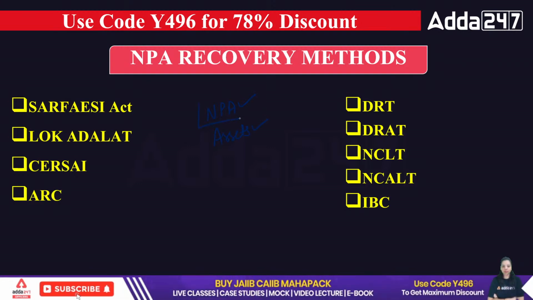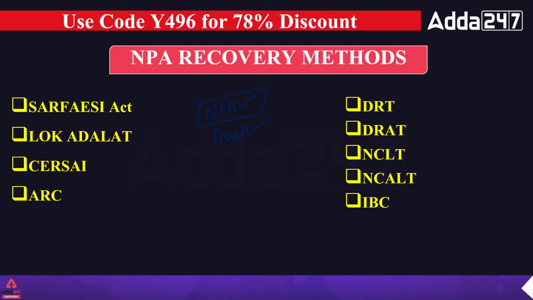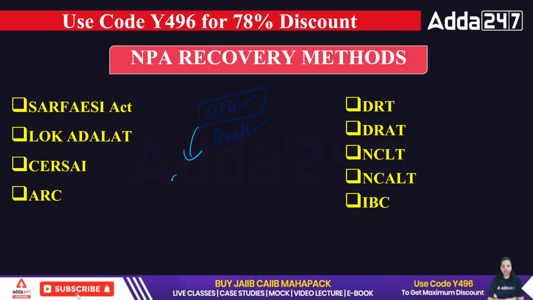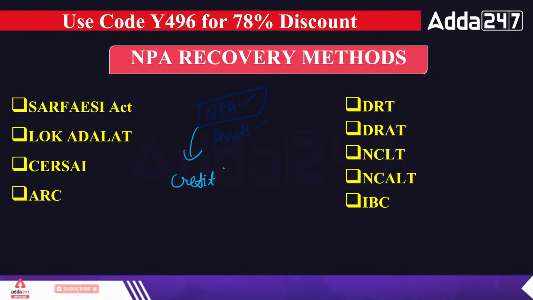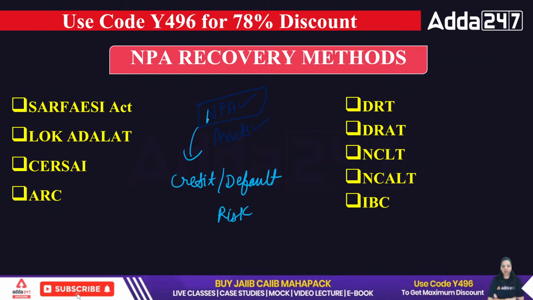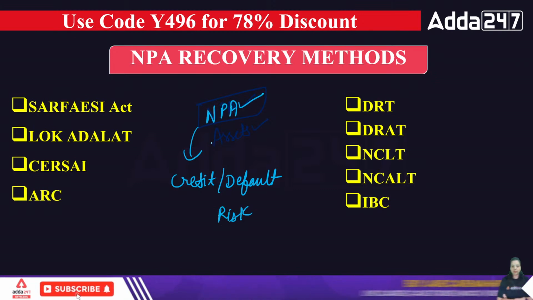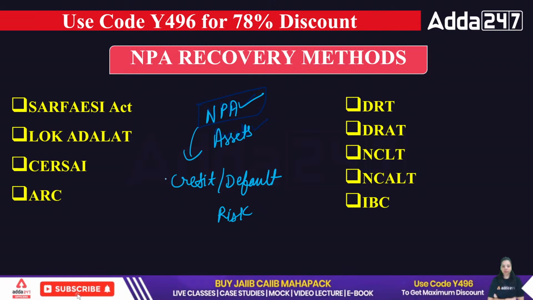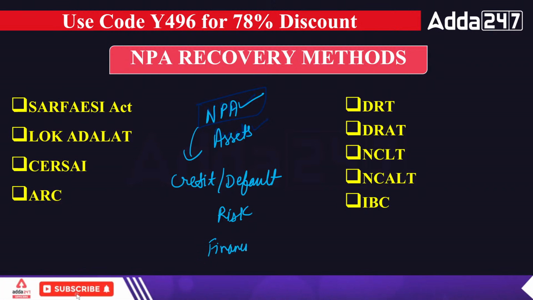Now, if there is an NPA, then banks are facing a certain type of risk, and that risk is known as credit risk, or you can call it default risk. Okay, credit risk or default risk, you can call it. When the customer is not paying the loan back, it means the installments of the loan are not coming, then the bank is facing the credit risk or the default risk. Okay, and in this situation, after some time the bank will face financial risk also.